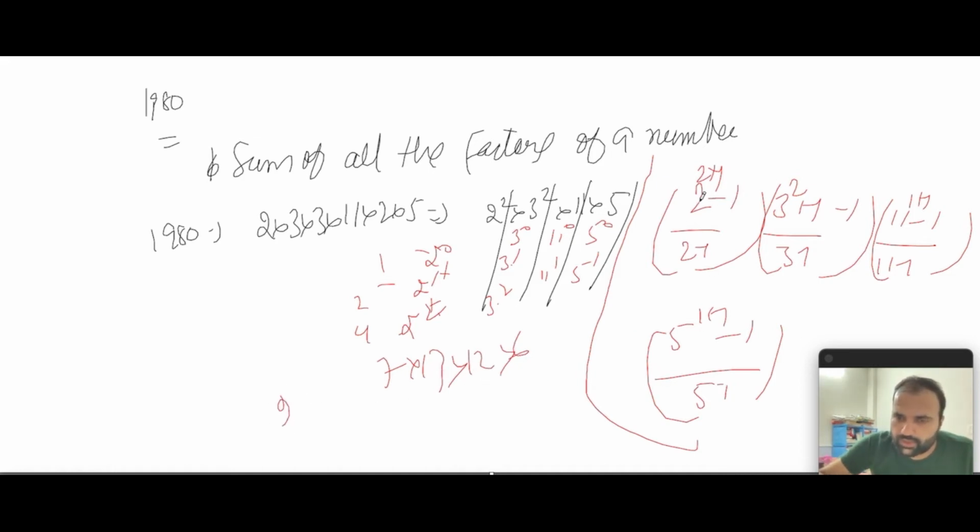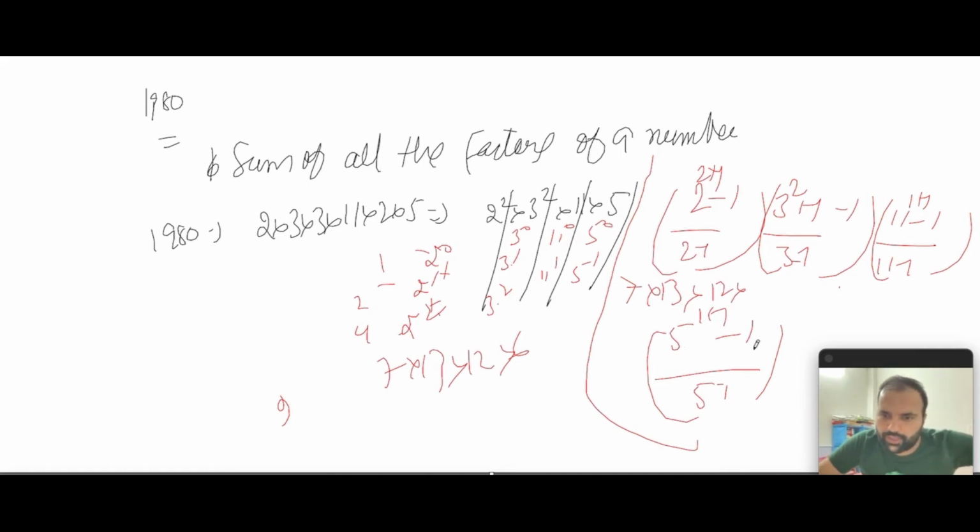So we're getting something like this, and exactly once we do this, 2 cube minus 1 is 7 by 1, so this is 7. Then we have 3 cube minus 1 is 26, and 3 minus 1 is 2, so 26 upon 2 is 13. Again 11 square is 121, minus 1 is 120, divided by 10 is 12.